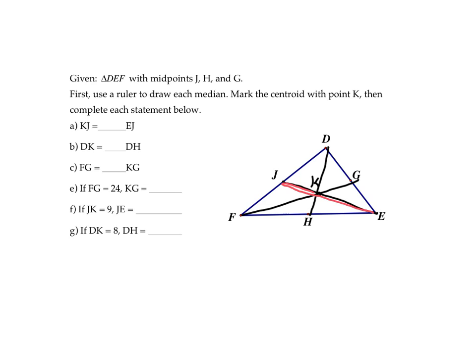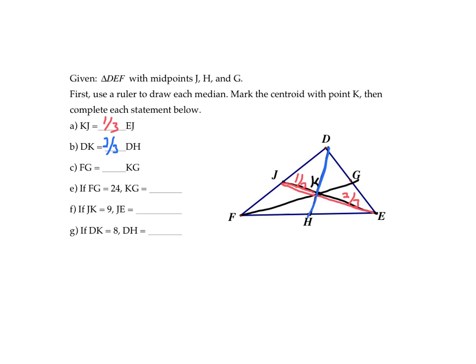So each of these is split into the fraction 2/3 for the longer piece, 1/3 for the shorter piece. So we would say in here that KJ is equal to 1/3 of the length of EJ. Working with another median, line segment DK, and I'll highlight that in blue over here, that's equal to 2/3 of this whole line segment. So 2/3 of DH.